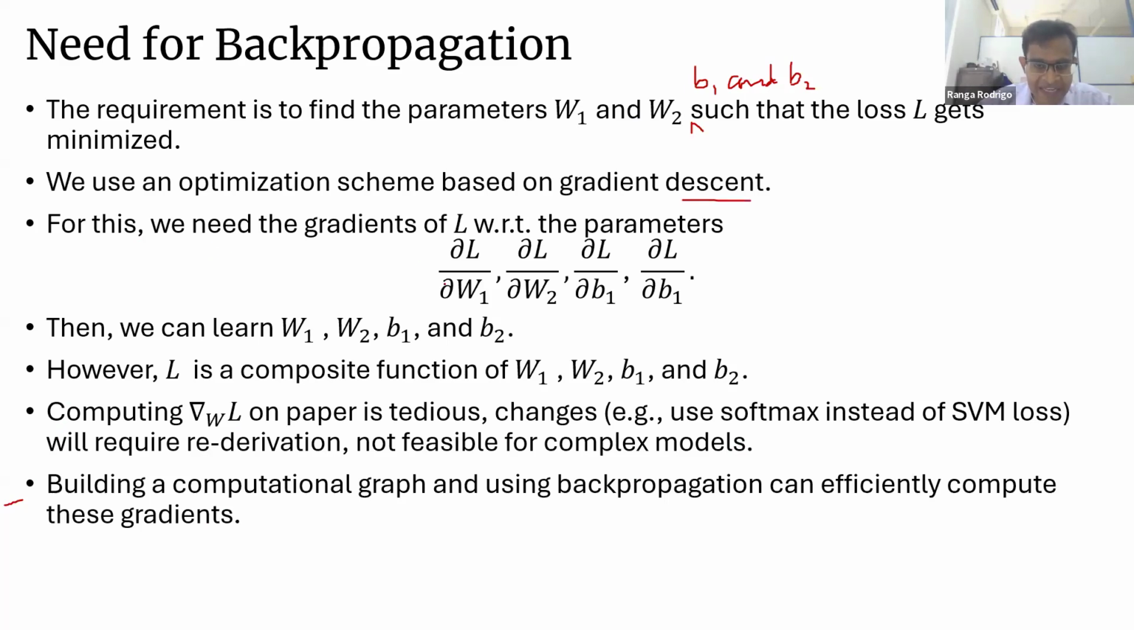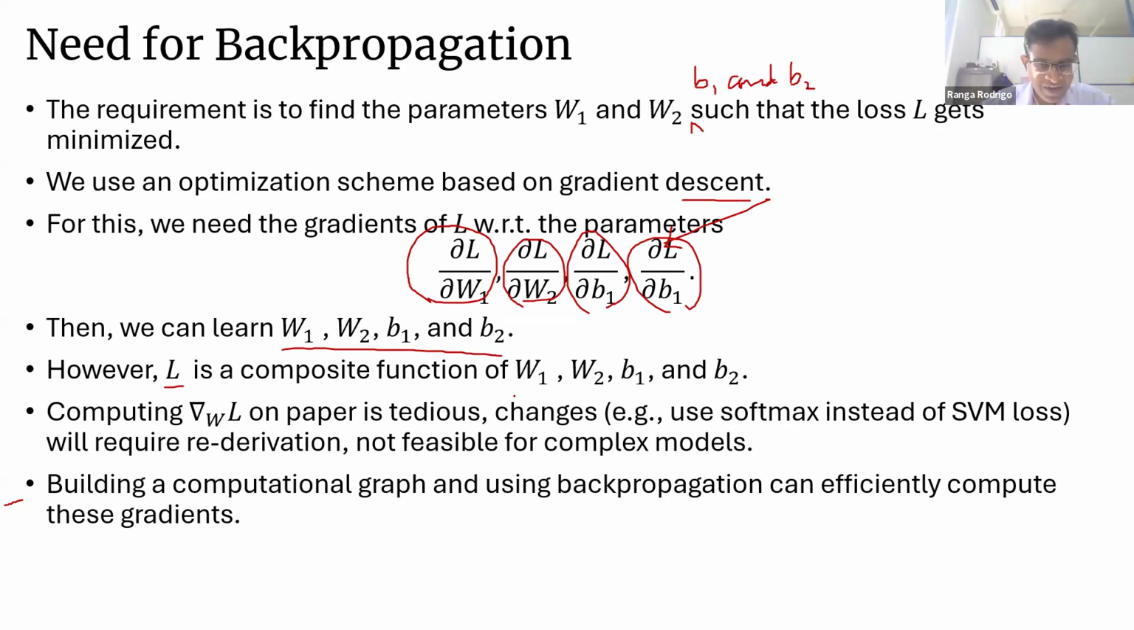For this, we need these gradients. This is what you need to understand. These four gradients we need. So why are we using this symbol? The del symbol means partial derivative. That means we consider all other variables constant and consider only B1 as a variable. That's fine. Then we can learn W1, W2, B1 and B2.